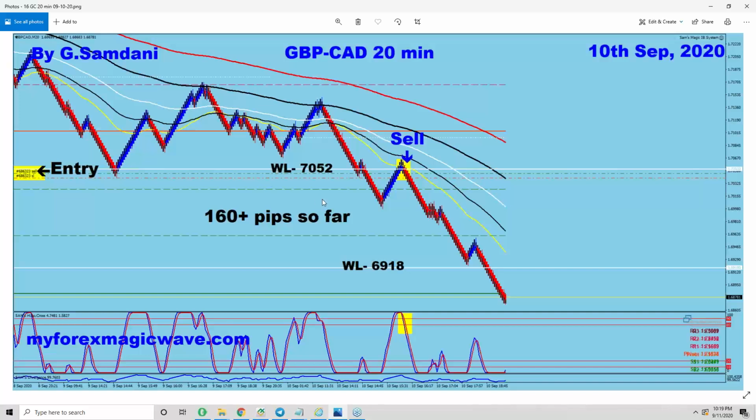So pound CAD again on the 10th. Thursday is always the biggest moving day of the week. So you will find big trades on Thursday. So this is what happened on the 10th: 160 pip, beautiful pound CAD entry and it went down.